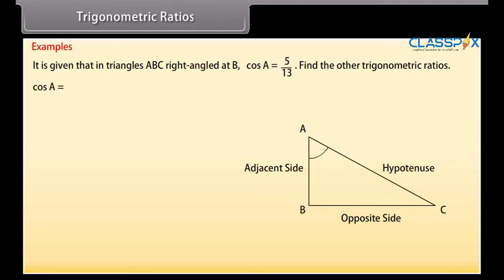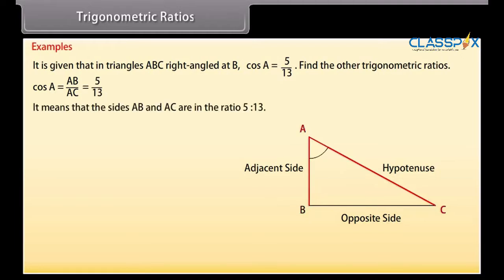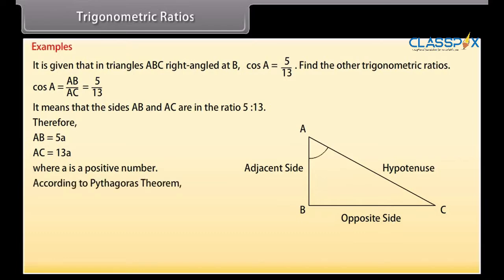Cos A is equal to AB upon AC, which is 5 upon 13. It means that the sides AB and AC are in the ratio 5:13. Therefore, we can say that AB is equal to 5a and AC is equal to 13a, where a is a positive number. According to Pythagoras' theorem, AB square plus BC square is equal to AC square.